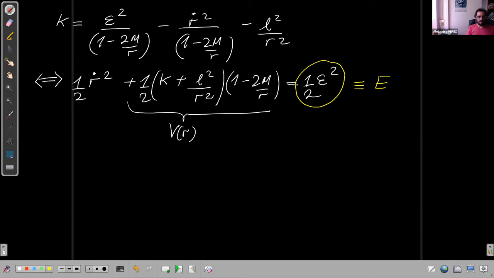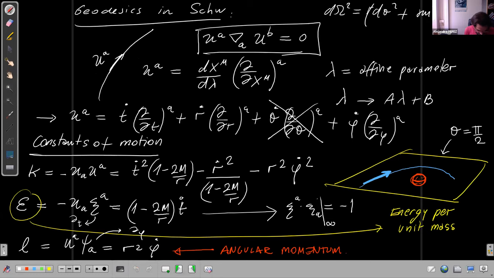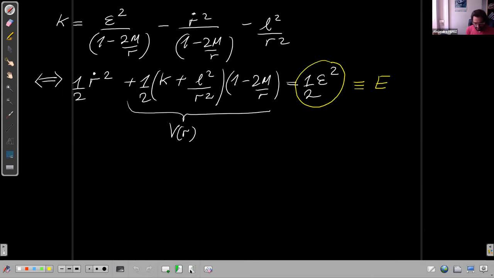Okay, so this equation can be solved. You obtain r of lambda. Once you have r of lambda, then you stick it in the other equations and you get t of lambda. And in this equation, you get phi of lambda and you're done. So we've seen that we have completely resolved the problem. You can completely solve the geodesics by quadratures in this way.